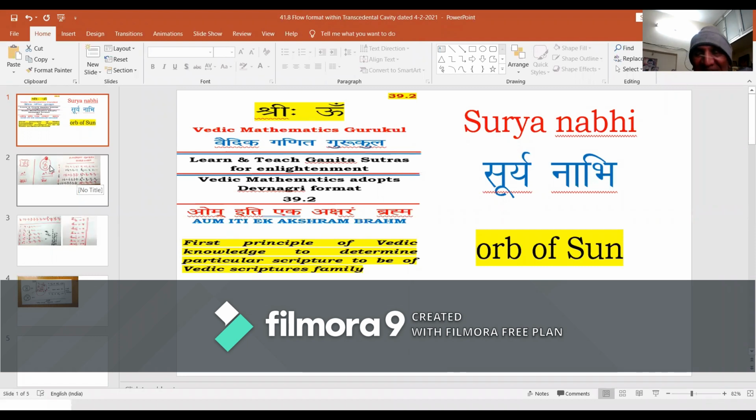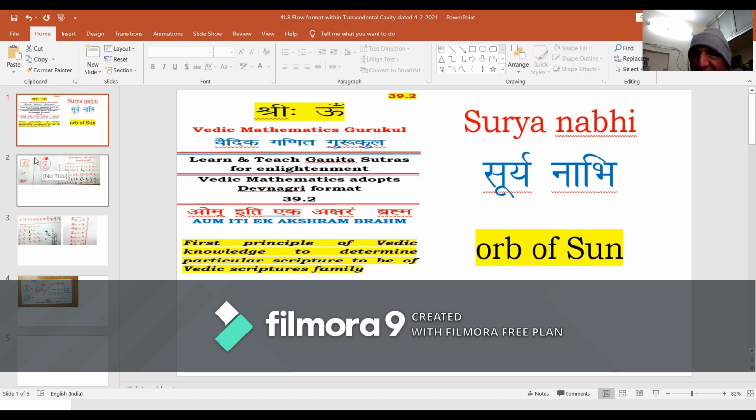Welcome. We are visiting Suryanabhi, orb of the sun. We are face to face with the values reservoir at orb of the sun. The values reservoir at orb of the sun has its flow from orb of the sun and it maintains a communication with the Suryanabhi.